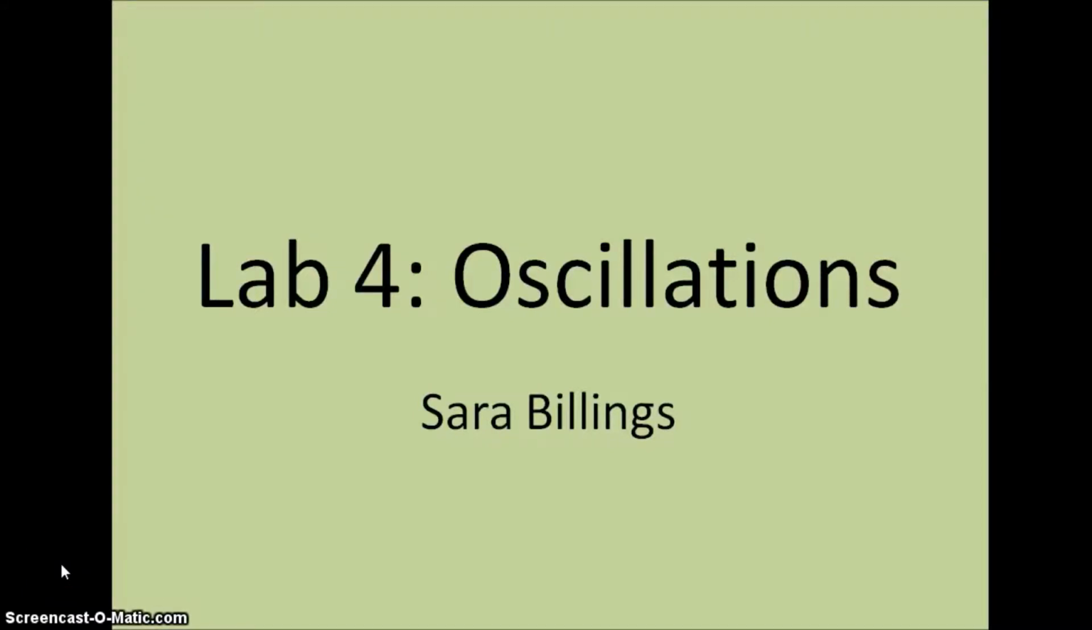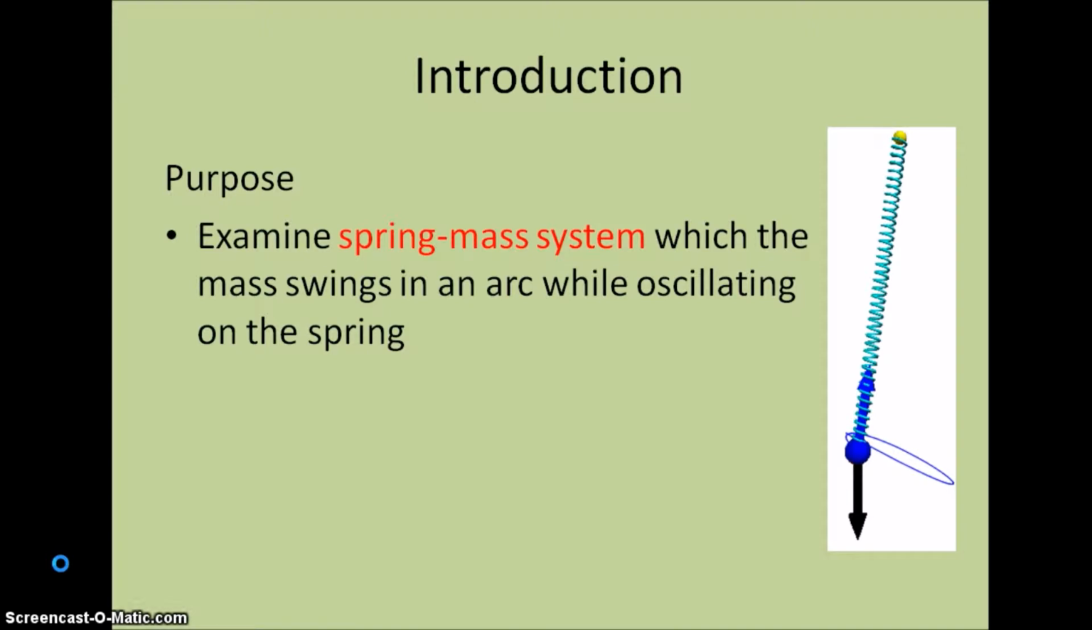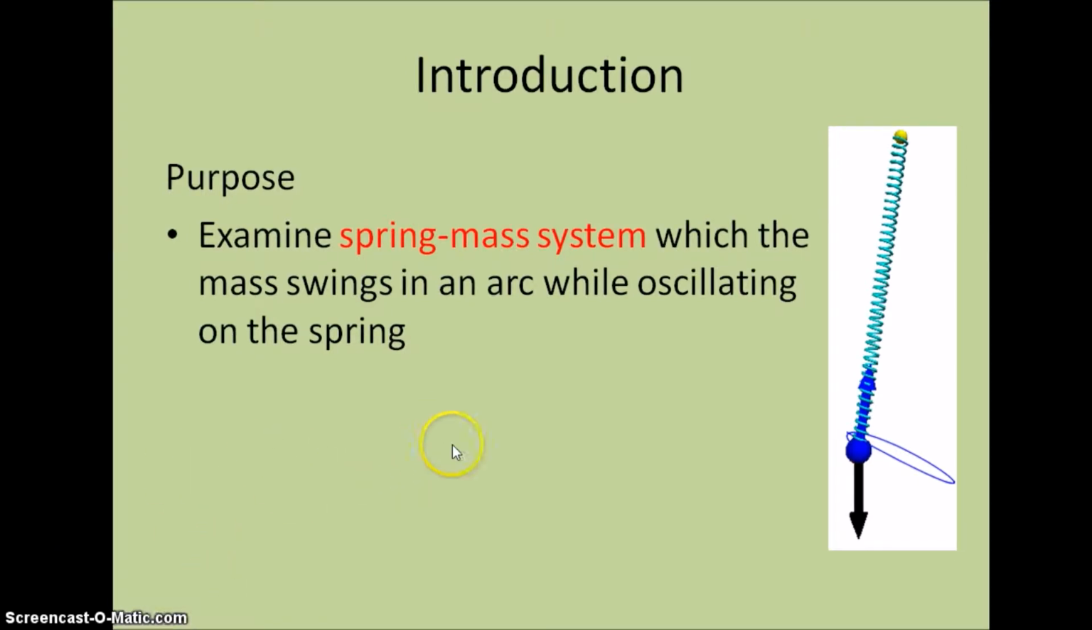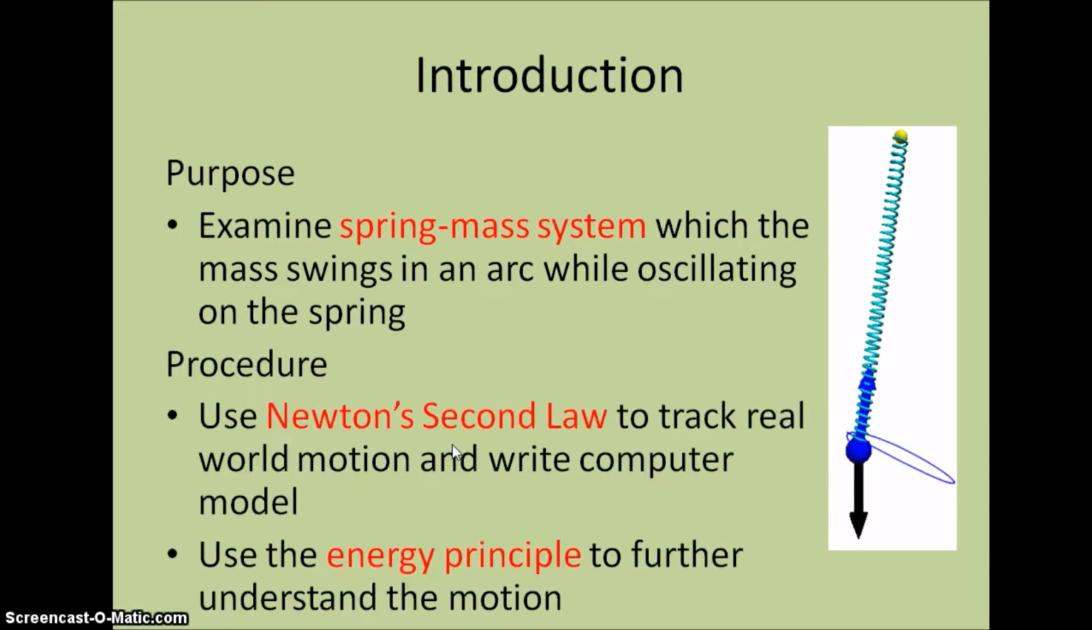Hi, my name is Sarah Billings, and this is Lab 4, Oscillations. The purpose of this lab is to analyze the motion of a spring mass system that oscillates while swinging in an arc. First, we will look at the fundamental principle, Newton's second law, and analyze a real-world video of this motion. Then, using the same physics principles, we will develop a computer model that predicts this motion.